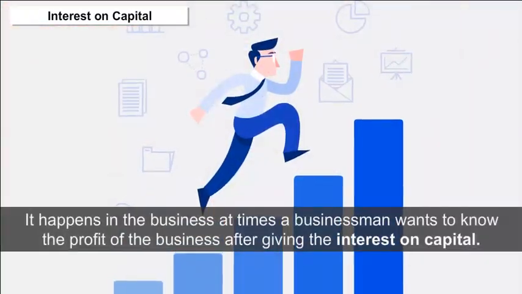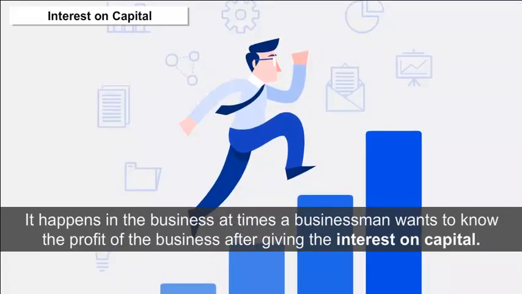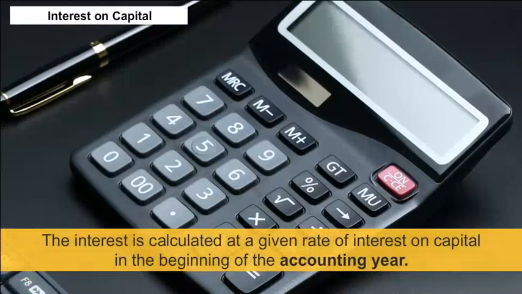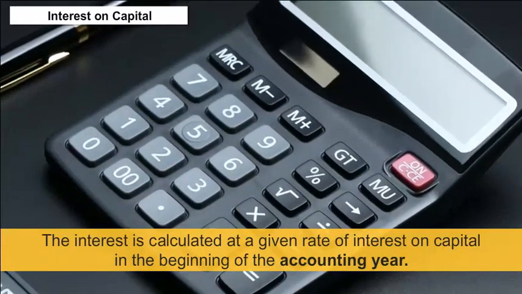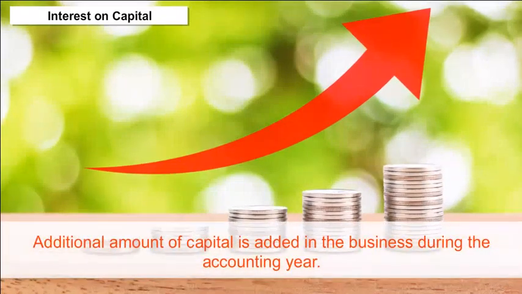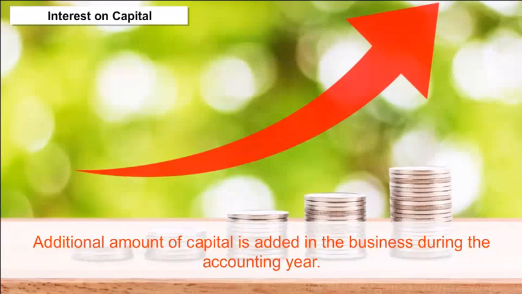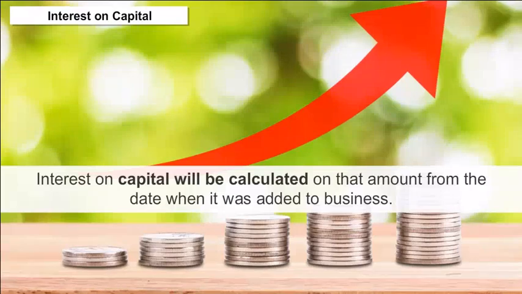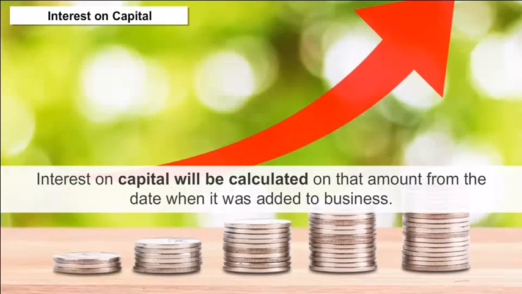It happens in the business at times that a businessman wants to know the profit of the business after giving the interest on capital. The interest is calculated at a given rate of interest on capital in the beginning of the accounting year. If suppose additional amount of capital is added in the business during the accounting year, then the interest on capital will be calculated on that amount from the date when it was added to the business.